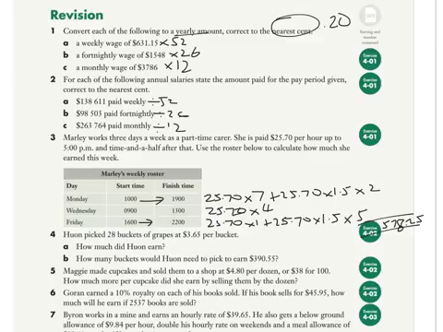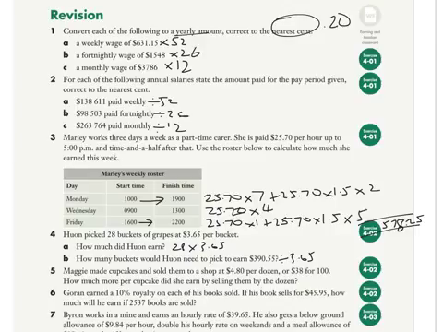Okay, Huon picked 28 buckets of grapes at $3.65 per bucket. Obviously he earned 28 times $3.65. How many buckets? So therefore divide by $3.65.